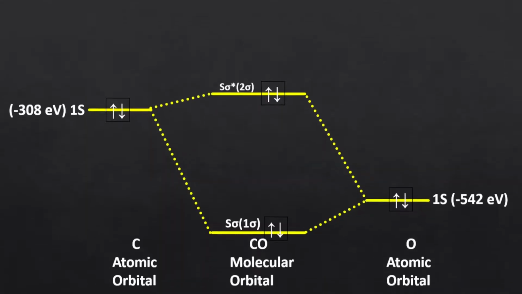First of all, the 1s orbital of carbon overlaps with the 1s orbital of oxygen to give a bonding molecular orbital denoted as 1 sigma and an antibonding molecular orbital denoted as 2 sigma. Each of the molecular orbitals is occupied with 2 electrons.